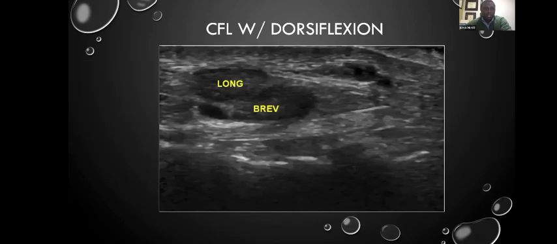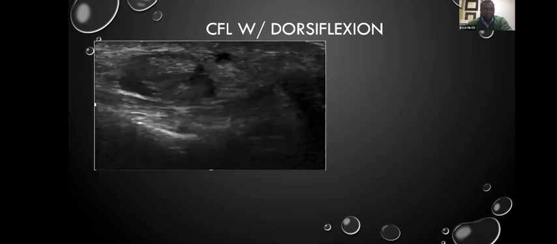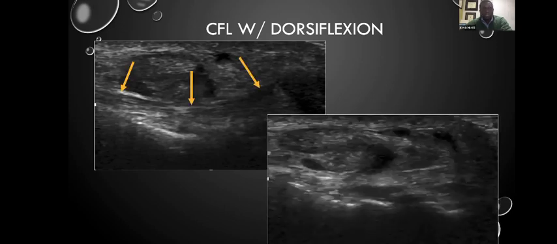So here we have an example of the CFL in which you can see the peroneus longus and brevis sitting on top of it, but then also you can see the CFL, and you can see the different strands in the CFL. It's lifting it up, so you can say this is intact. And here it's more neutral, and you can see there's more laxity to it right there. And then here it's more stressed, and so it's a little bit straighter.